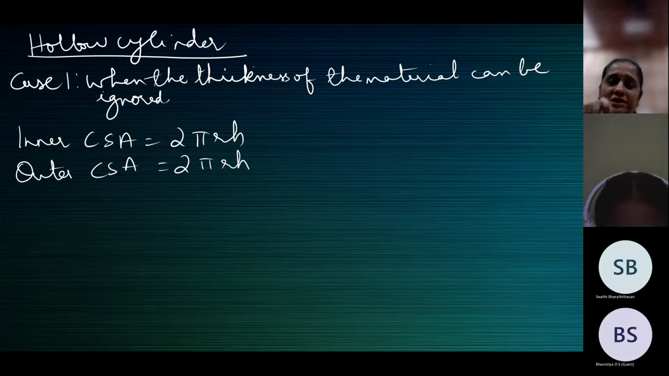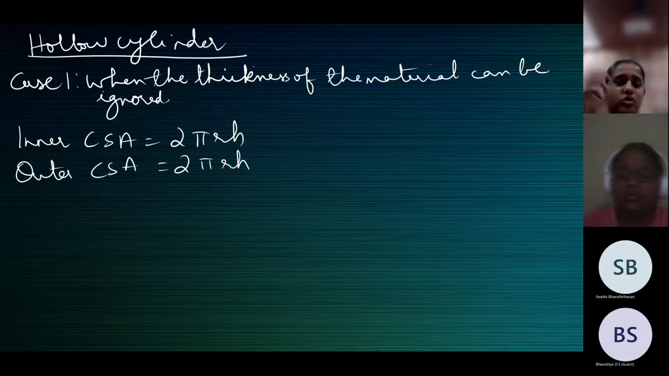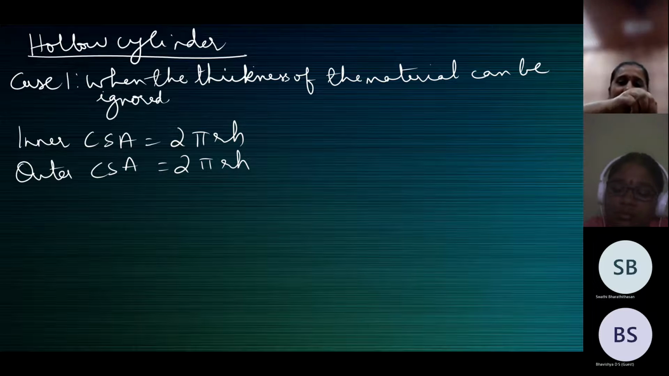Now in the formula 2 pi RH, the two values are radius and height. 2 is a constant, pi is a constant. We have to fill in the values of R and H. R and H is the same whether it is inner or outer. The height is going to be the same, height of the cylinder. Radius is also the same because the material is so thin that the inner radius and the outer radius will be the same. So whatever is the inner radius, the same will be the outer radius.